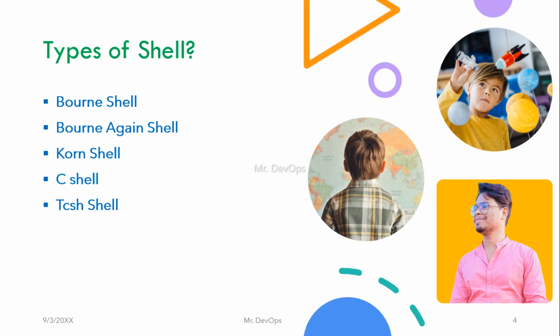Let's get to the next part. As I told you, there are various types of shell we have, like the Bourne shell, Bourne Again shell, C shell, Korn shell, and TCSH shell. These are the shells that will be available.